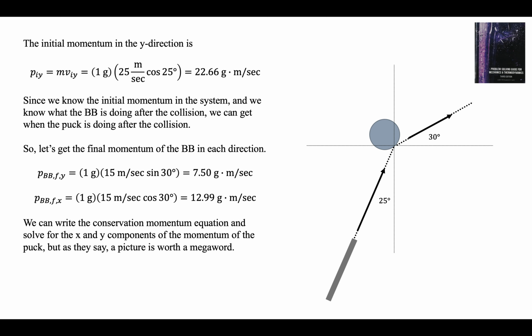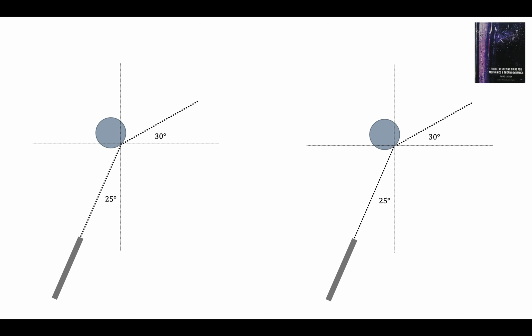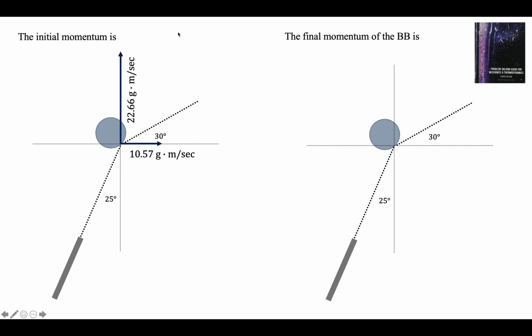We can certainly write the equations, and we can do the math, and we can solve for the momentum of the puck. But a picture is so much better. A picture is worth 1,000 words. So let's see what's going on so we can really understand what's going on. So the initial momentum is this. There's the y, there's the x. We just calculated these. It's going in this direction, 25 degrees. You can imagine a vector right here. That's the initial momentum in the system. The puck's not moving. Now let's calculate the final momentum of the BB.